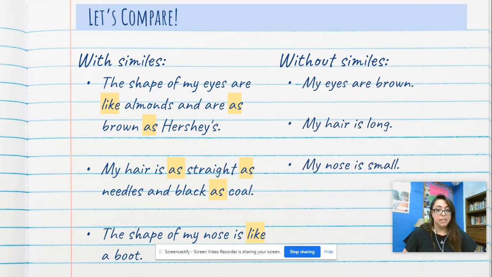And then the third sentence is, the shape of my nose is like a boot. Obviously, it's not going to be sticking straight out, but it'll have definitely more of that swoop, which is why they use the analogy of a boot, because that's how boots are shaped.